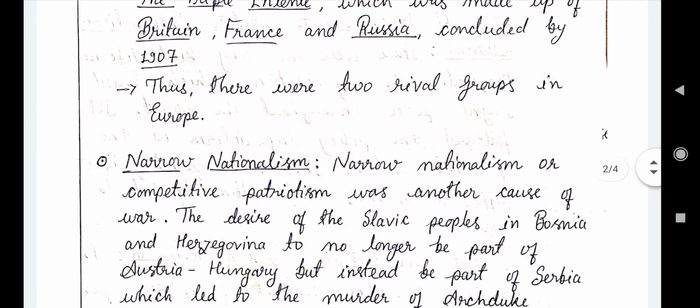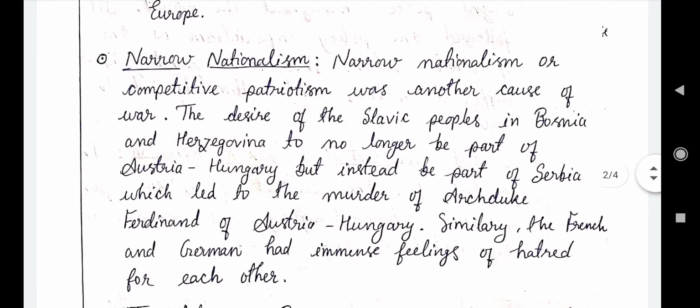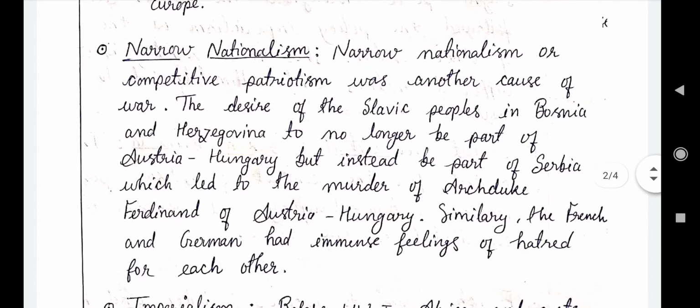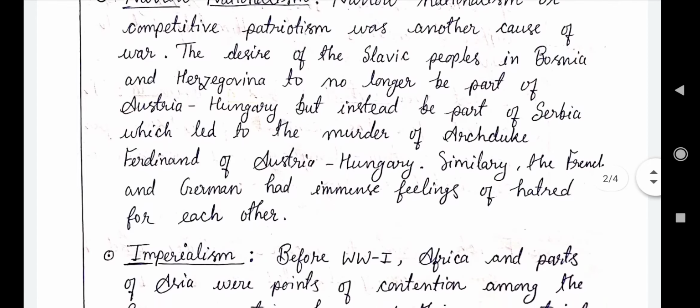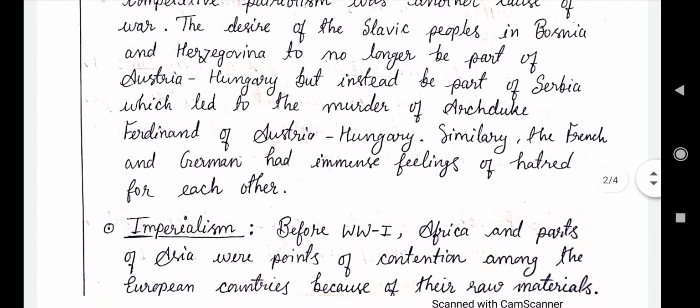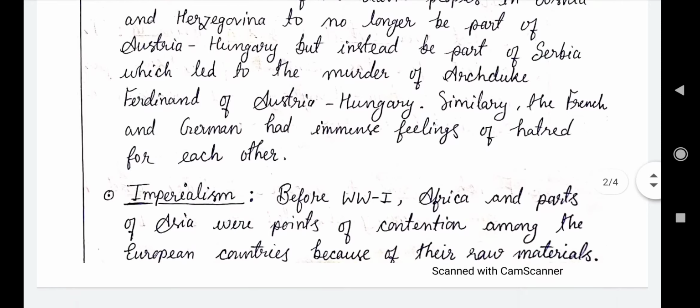The other cause is narrow nationalism. Narrow nationalism or competitive patriotism was another cause of war. The desire of the Slavic people in Bosnia and Herzegovina to no longer be part of Austria-Hungary but instead be part of Serbia led to the murder of Archduke Ferdinand of Austria-Hungary. Similarly, the French and Germans had immense feelings of hatred for each other.